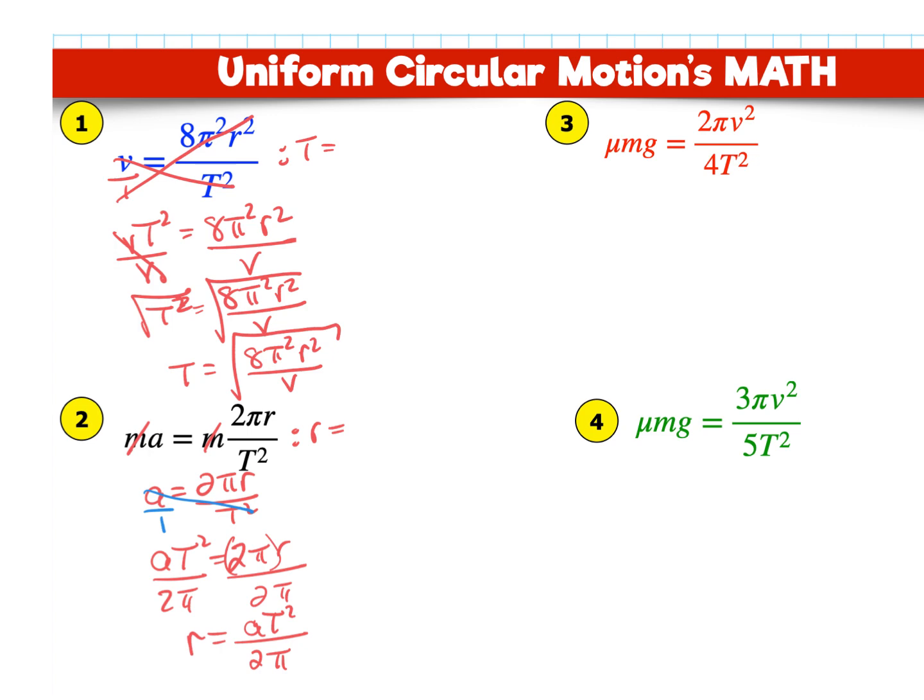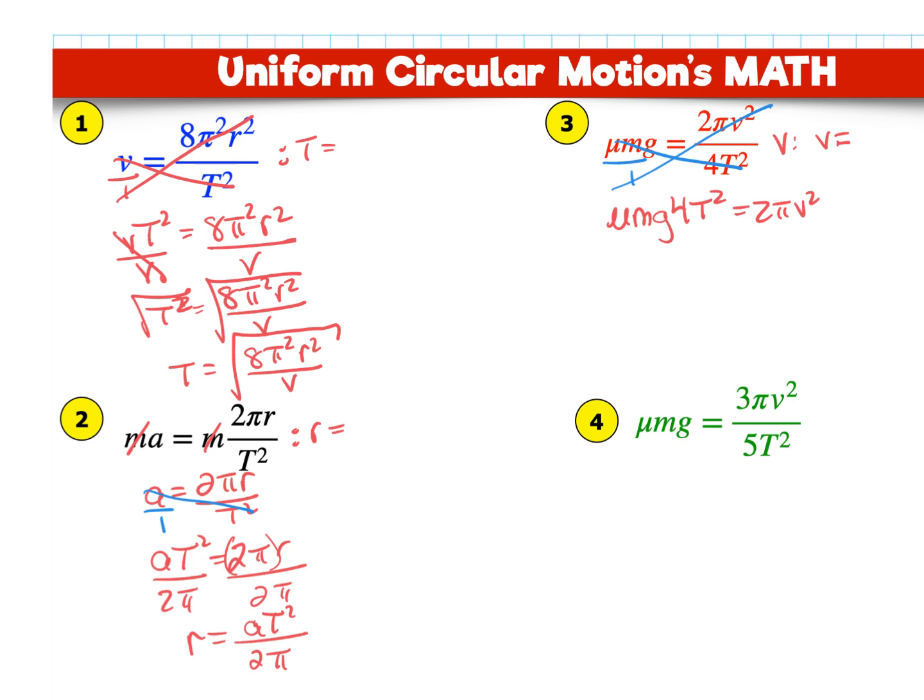Now let's move on to number 3. For number 3, I want to isolate v all by itself. So I'll get something that says v equals all the other stuff. Again, I'm going to start with cross multiplication. So that's not just mu mg, that's mu mg over 1. First thing I'll do is take mu mg times 4t squared, and that's going to equal 1 times 2 pi v squared. That leaves me with 2 pi v squared all times 1.